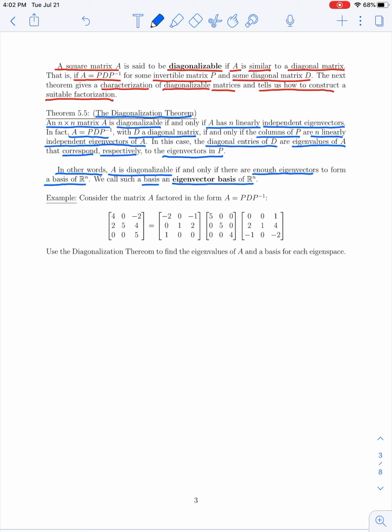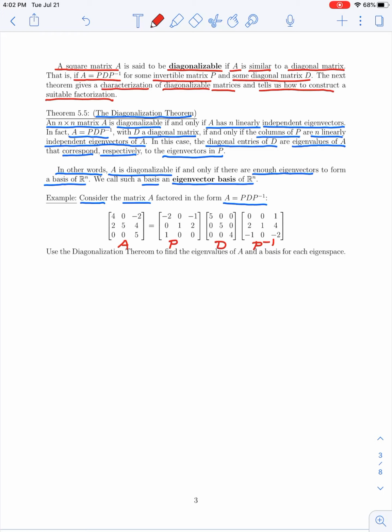So let's consider one application of this theorem. This is the more uncommon application of this theorem. Let's suppose that for a matrix A, we have found a factorization of the form P D P inverse, shown here. So in this problem, this is our matrix A. Here we have P, D, and P inverse. And we're told to use the diagonalization theorem to find the eigenvalues of A and a basis for each eigenspace.